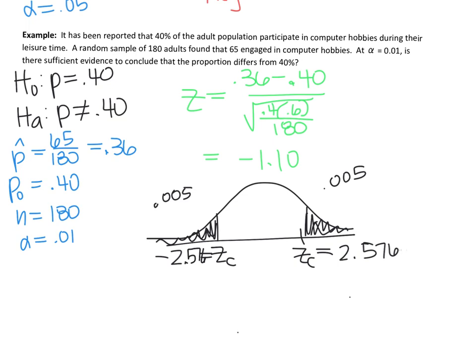So negative 1.10 is not greater than 2.576, and is also not less than negative 2.576, which means we fail to reject the null hypothesis. So what that means is there is no evidence to show that the proportion of adults who participate in computer hobbies is not 40%.